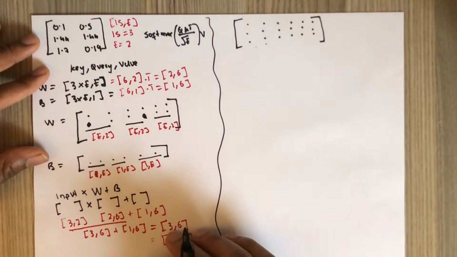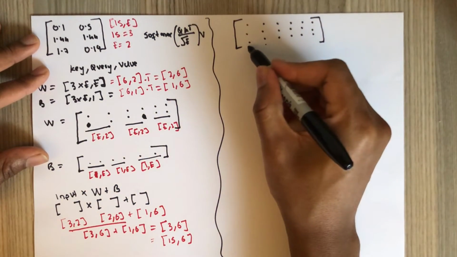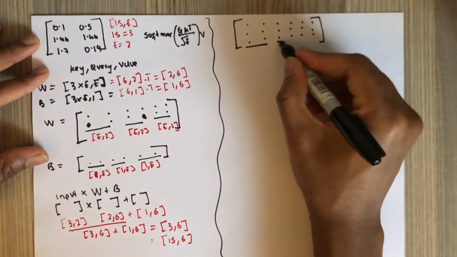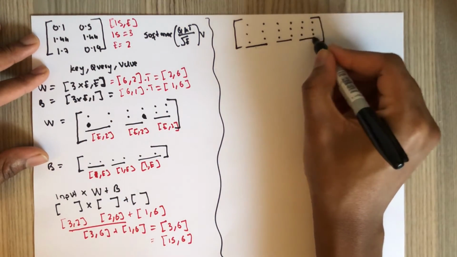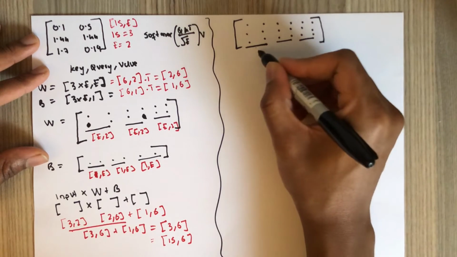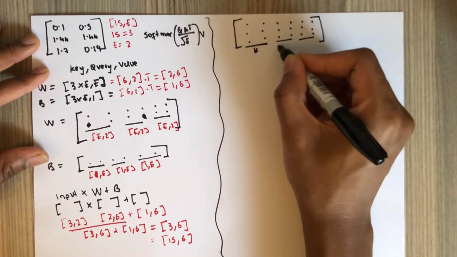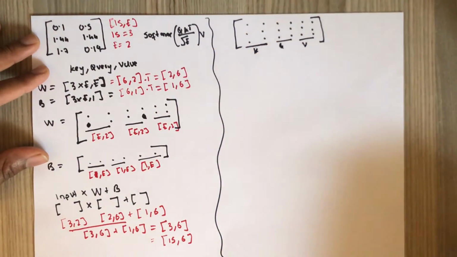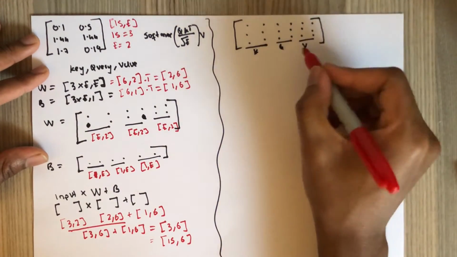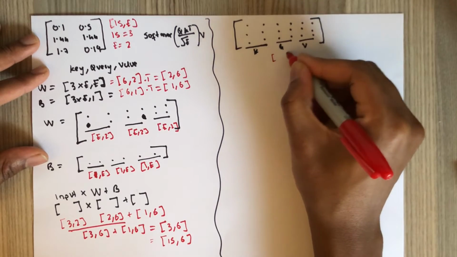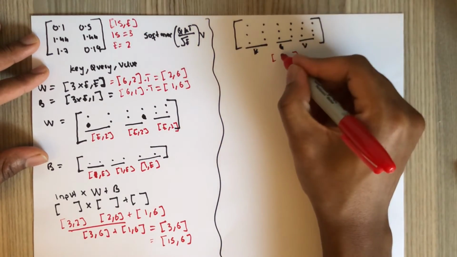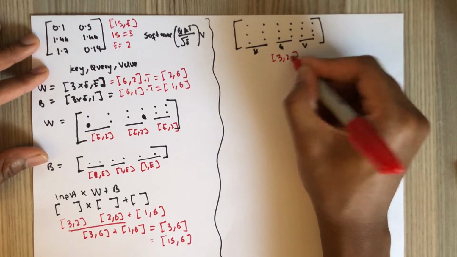So this part of the tensor is the new key, this part of the tensor is the new query, and this part of the tensor is the new value. Key, query, and value all have a dimension of 3 by 2.